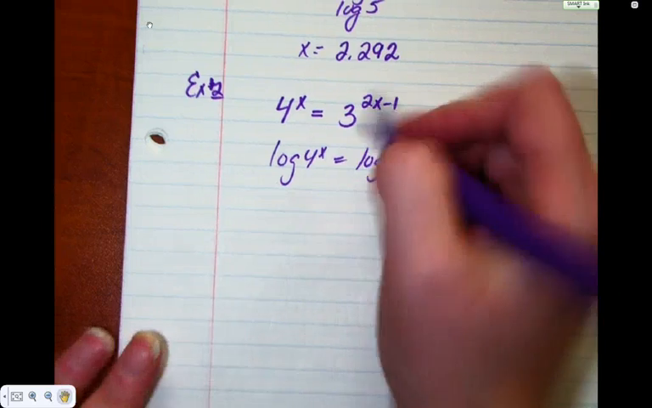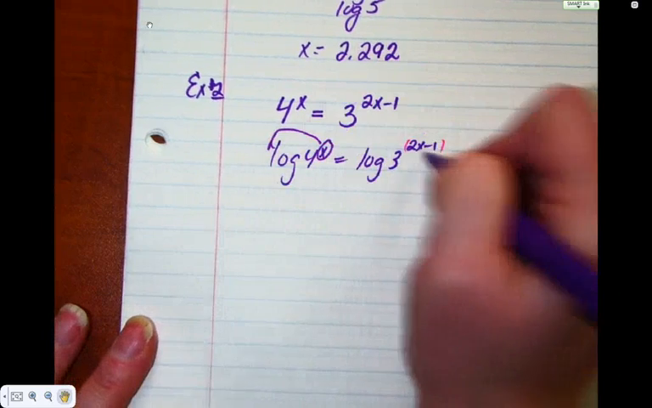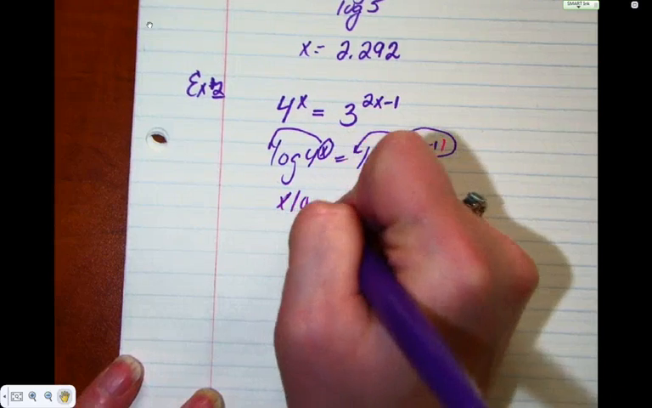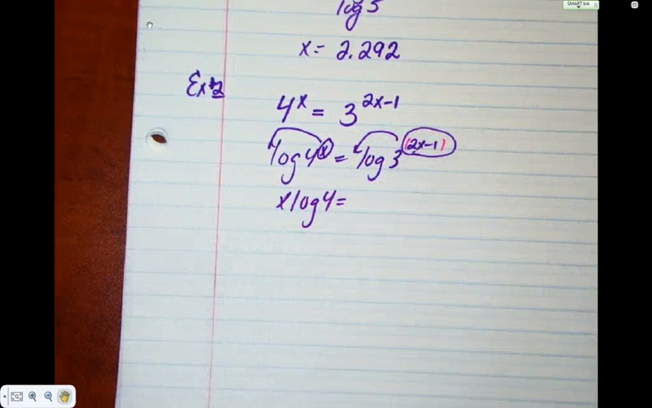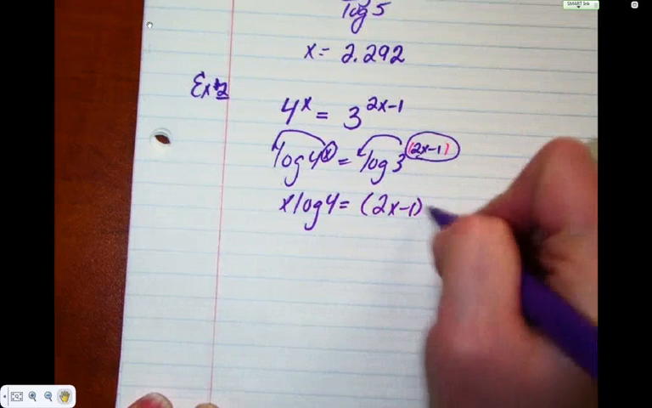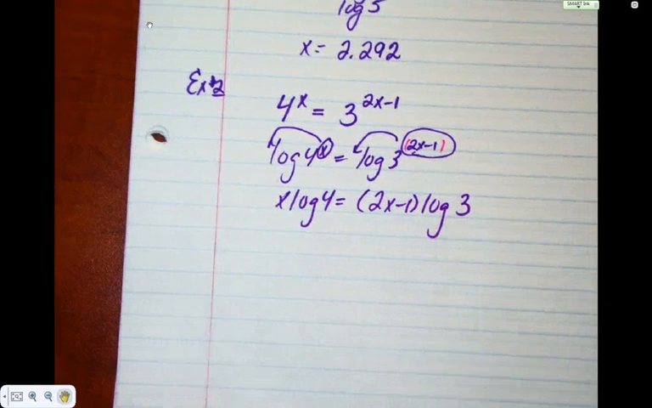So step 2, we need to expand. So this means that the 2 exponents are going to come down in front. So on the left, I'm going to have x log 4. And this is where we need to put the brackets, (2x minus 1) log 3. If you forget the brackets, then you won't have the right multiplication on the right-hand side.